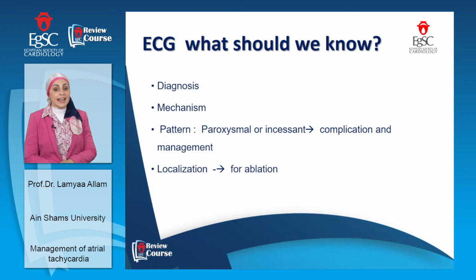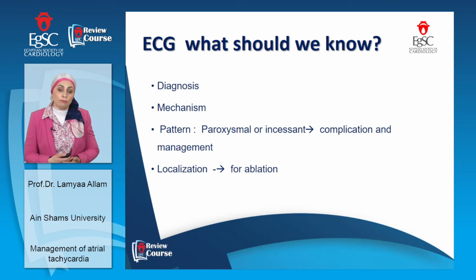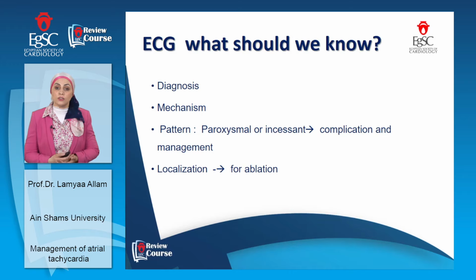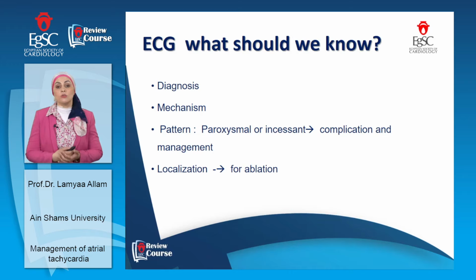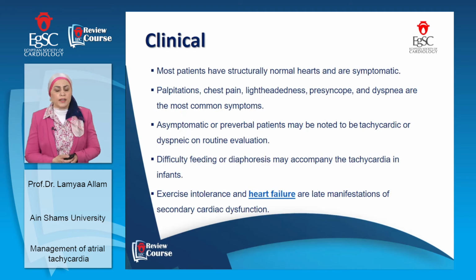I can also know the pattern, whether the patient has paroxysmal attacks of atrial tachycardia or incessant or persistent atrial tachycardia. This will reflect on my decision on how to manage this patient, and if the tachycardia is incessant, the patient has a higher risk of having a tachycardia-induced cardiomyopathy. And finally, I can localize or know the site of atrial tachycardia. This is very important for us as cardiologists when we decide to do an EP study and ablate this focus. I should know the preliminary localization of this focus by ECG.